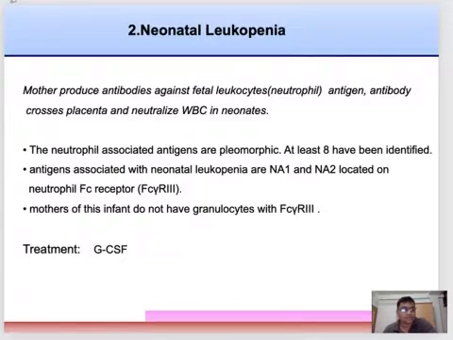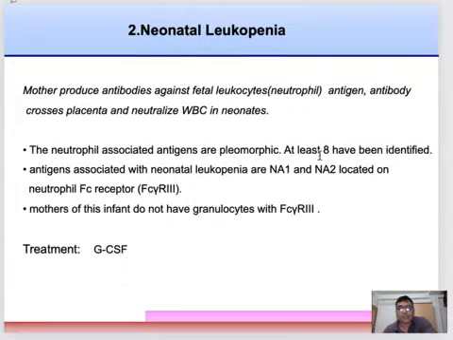Now another disease, neonatal leukopenia. From the name, you can see this leukopenia happens to children. What happens here is that the mother produces antibodies against fetal leukocyte antigens. This antibody then crosses the placenta and neutralizes the white blood cells of the neonate. The neutrophil-associated antigens which cause neonatal leukopenia are pleomorphic, meaning these antigens don't have any rigid or exact size and shape.